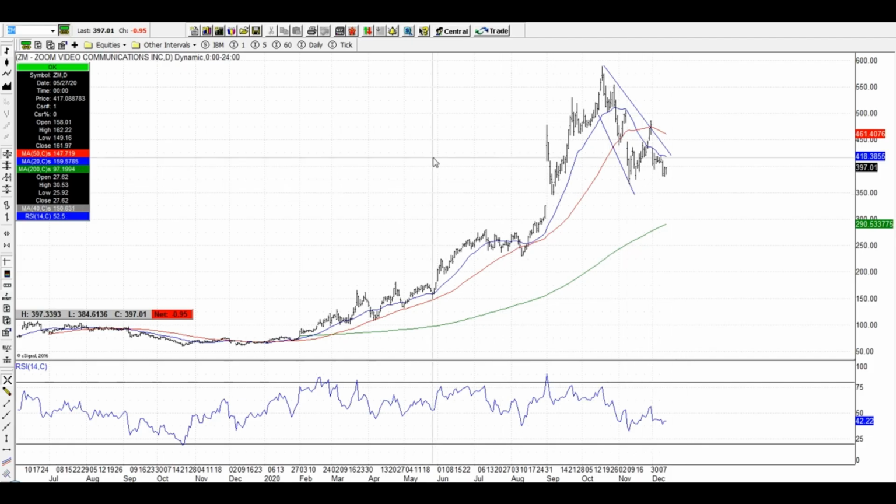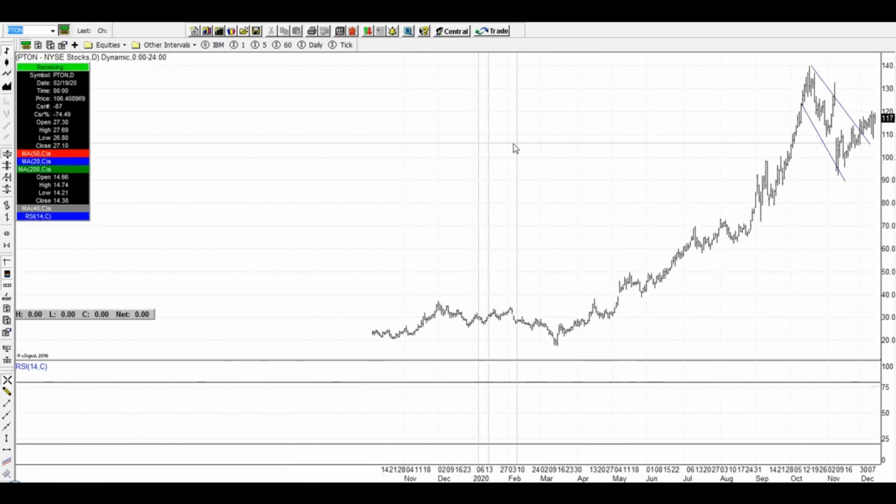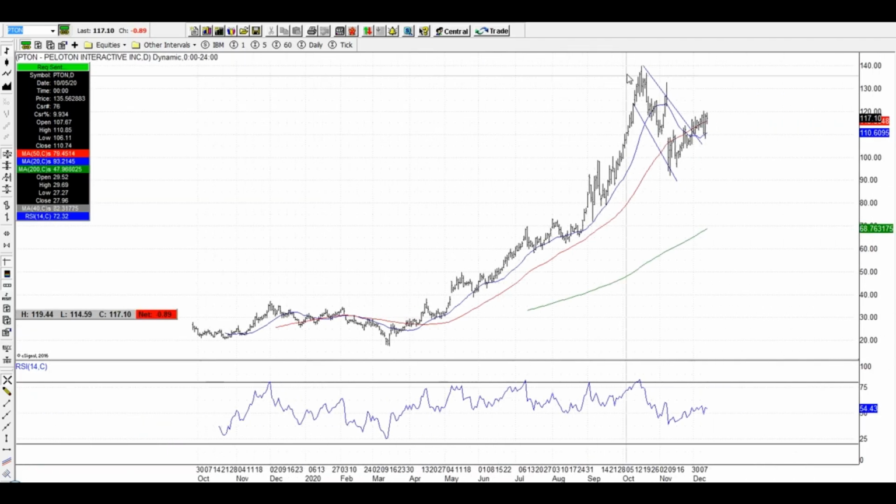Okay, I think what else was it? Was it Peloton? Another one that was in a downtrend. Peloton got into this downtrending channel. It's popped back out, so the downtrend may be over. You have to wait and see. If it starts to move back up again, then Peloton's moving higher.